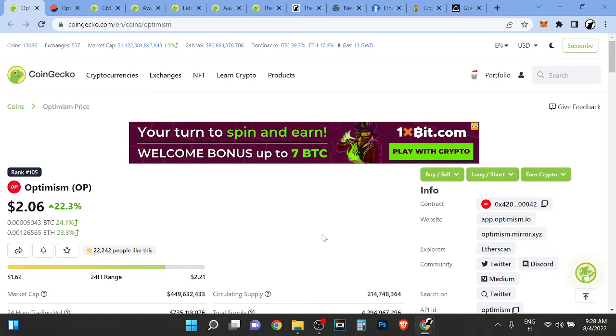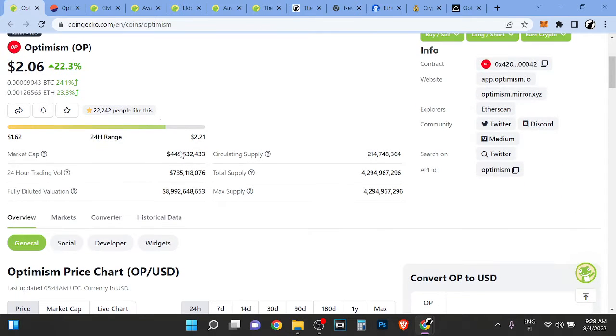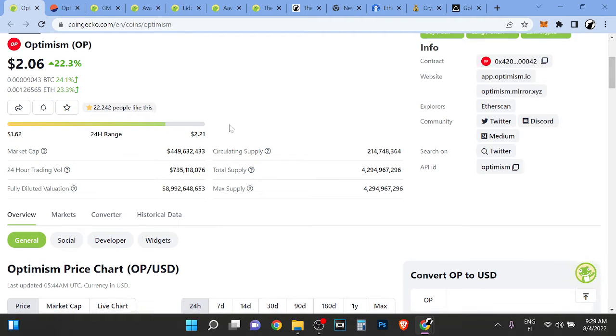So this is an Optimism price update and price prediction. I've been using Optimism myself and I absolutely love it. The fees are very low. I've been using Optimism and Arbitrum. Right now Ethereum fees are like $5 to $7, and on Optimism the fees are from 1 cent to 60 cents, depending on what the transaction is.